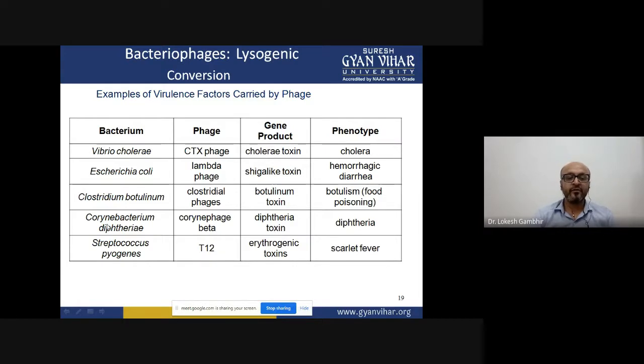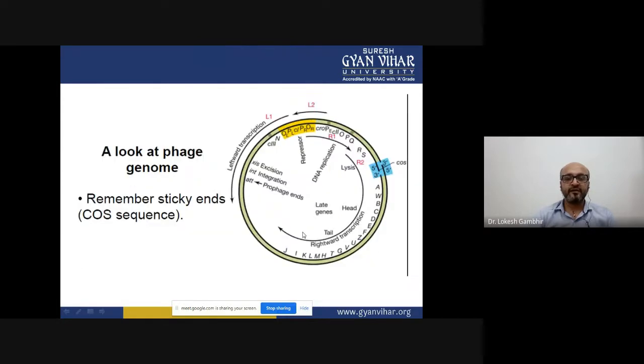Whereas E. coli is infected by the lambda phage, and it secretes a cytotoxin-like toxin. Or Streptococcus pyogenes secretes erythrogenic toxin from the T12 phage, which is responsible for causing scarlet fever. So this is how these viruses go about opting for either the lytic mode or the lysogenic mode.